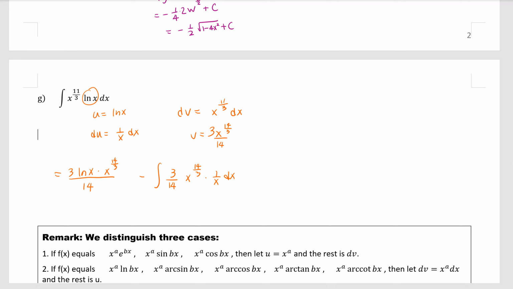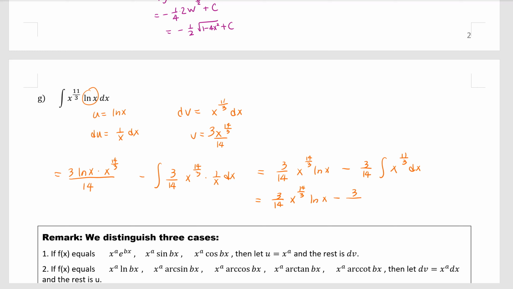Alright, so what do we get now? Can you see this x and that x can cancel? So it's 14 over 3 minus 1, which is 11 over 3. So this is 3 over 14 times x to the 14 over 3 ln of x minus, we can factor out 3 over 14, and this guy is x to the 11 over 3 dx. We can go ahead and integrate it.